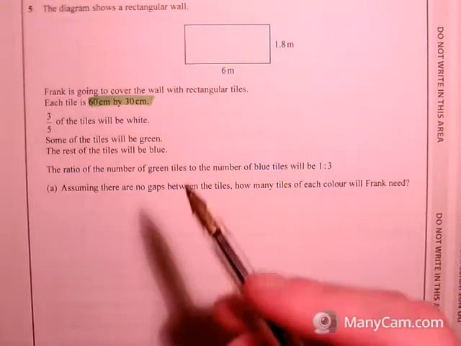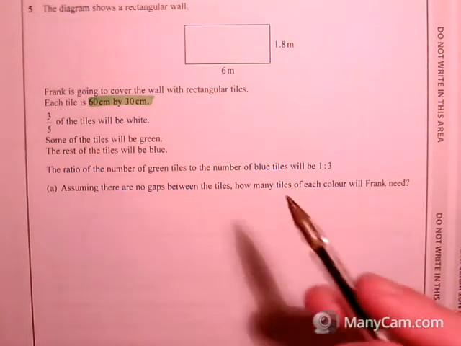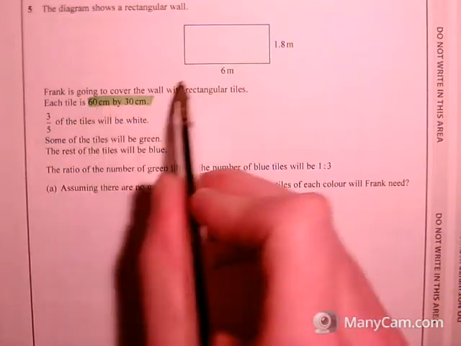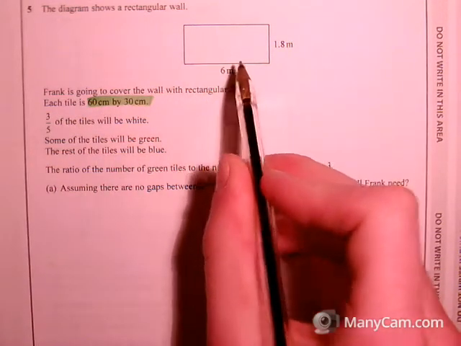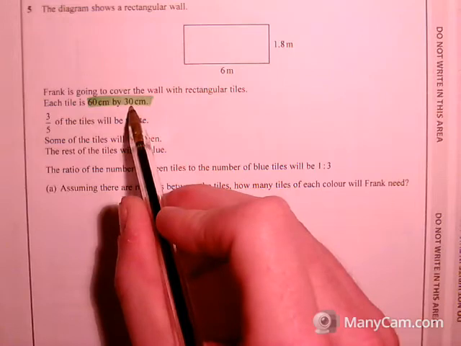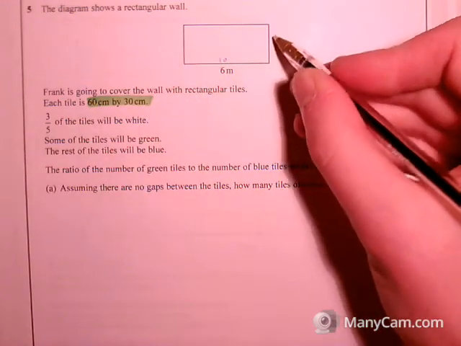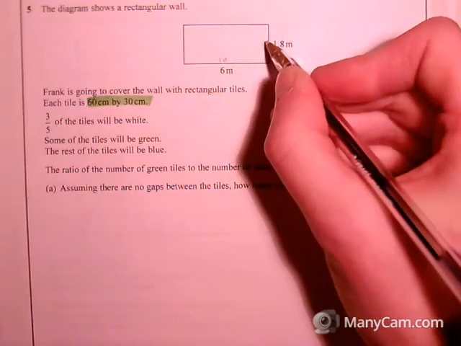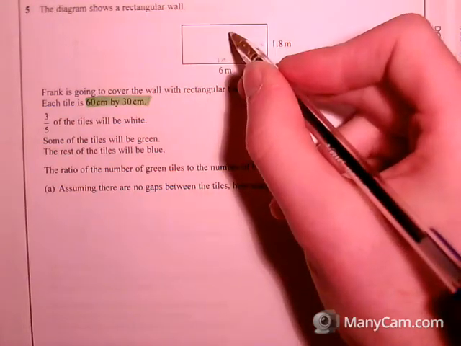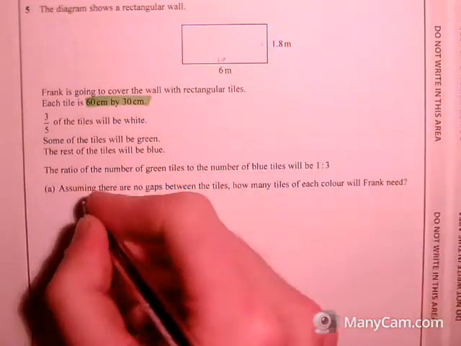Okay, so there are different ways that you could work out how many tiles he needs. You could think about how many 60 centimetres I could fit in 6 metres. I could fit 10. And you could think about how many 30 centimetres I could fit into 1.8 metres, and I could end up fitting 6, and then work out how many tiles I need. Some of you might like to work it out like this.